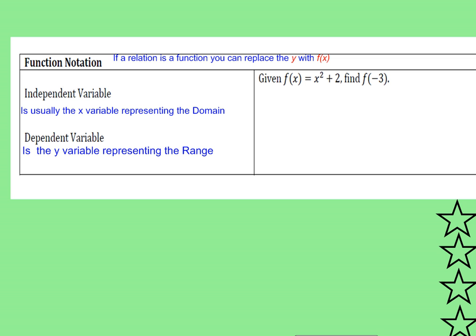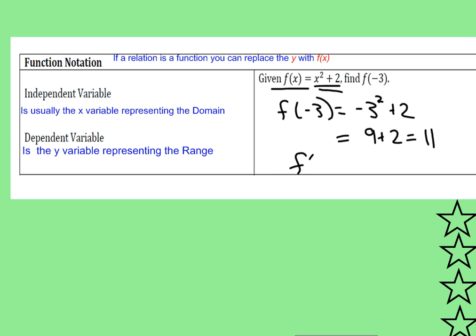So what we do a lot of times is we evaluate that. So this is a function. Here's what the function does. It says whatever I put in for x, I square it and I add 2. So f of negative 3 is going to be negative 3 squared plus 2. So that's going to be 9 plus 2. So that'll be 11. So f of negative 3 is going to be 11.